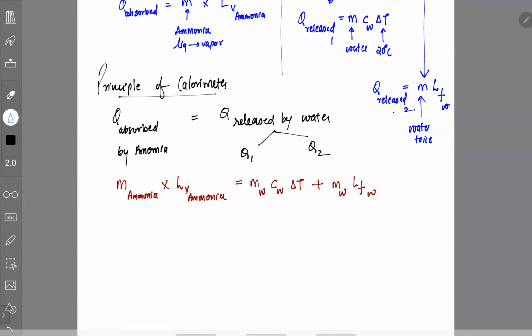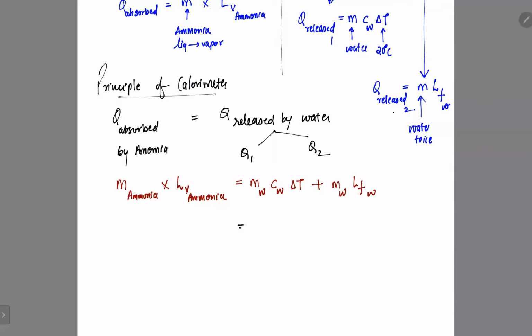Now, what is the amount of water we have? 2 kg. But we always stick with gram and calorie. So 2 kg will be given as 2000 grams. Very good. What is the specific heat of water?